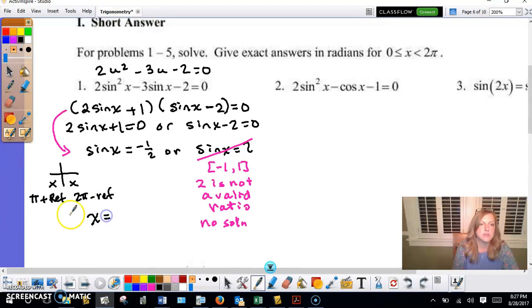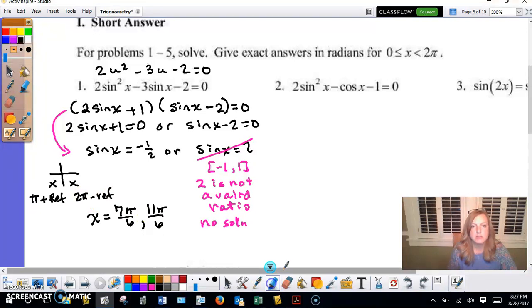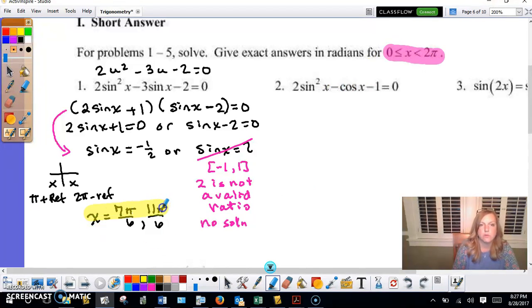So x is going to equal pi plus my pi over 6 reference angle, which is going to be 7 pi over 6, and then 2 pi minus the reference angle is going to give me 11 pi over 6. And we are looking for solutions between 0 and 2 pi. So our final answer for our solutions is going to be 7 pi over 6 and 11 pi over 6.